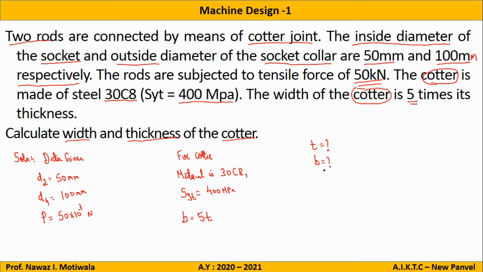Okay. Now question to you all is, as the material given is 30 C8 with yield stress in tensile as 400 MPa, what should we do? Divide by factor of safety. Yes. We will first find out the permissible or safe stress by dividing it by factor of safety. So let us now assume that FOS is 4. You can assume anything, 3, 4, 5, anything. Let us say now for consistency for all of the students, let us assume that FOS is equal to 4.